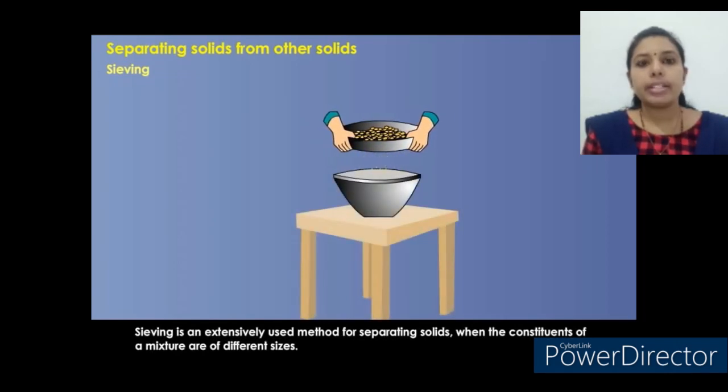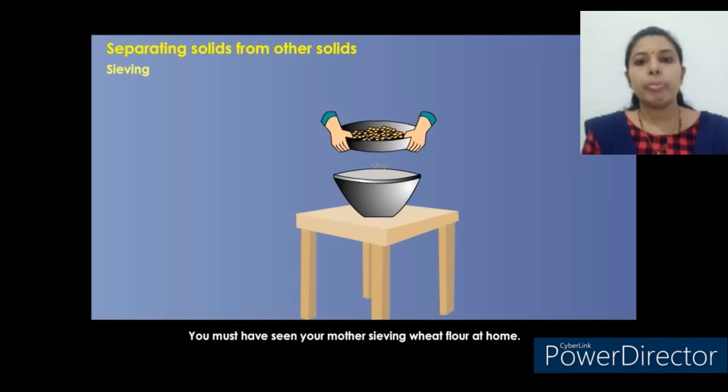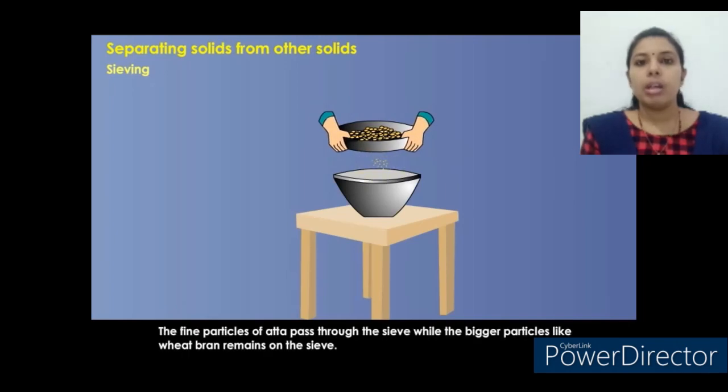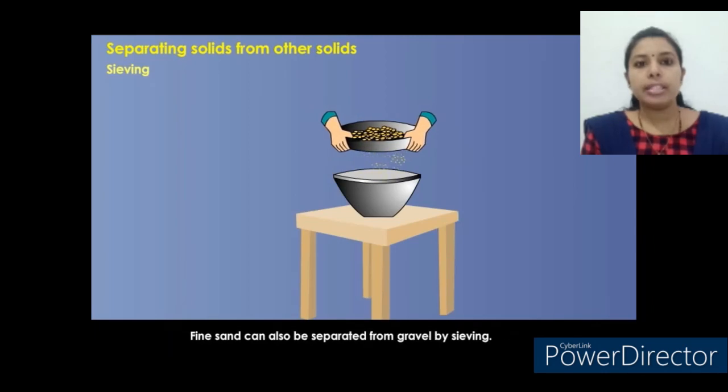Sieving is an extensively used method for separating solids when the constituents of a mixture are of different sizes. You must have seen your mother sieving wheat flour at home. The fine particles of atta pass through the sieve while the bigger particles like wheat bran remain on the sieve. Fine sand can also be separated from gravel by sieving.